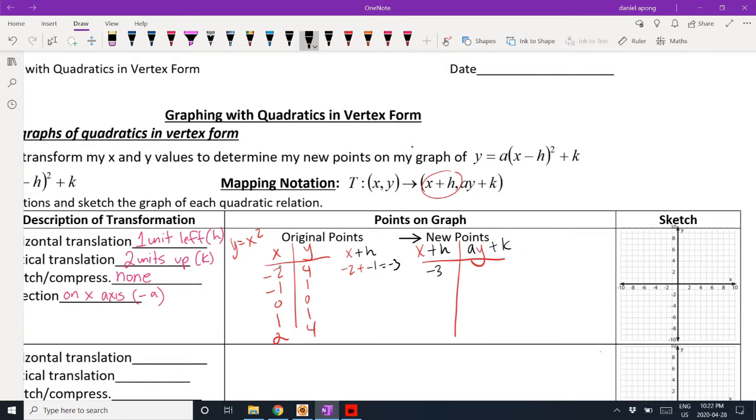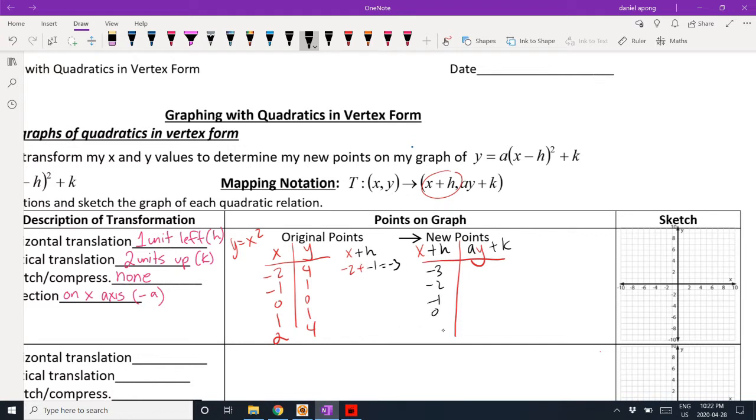So what you're going to do is just go down this list and plug in all your x's here. So the next one would be negative 1 plus negative 1, which is negative 2. And then 0 plus negative 1 is going to be negative 1.